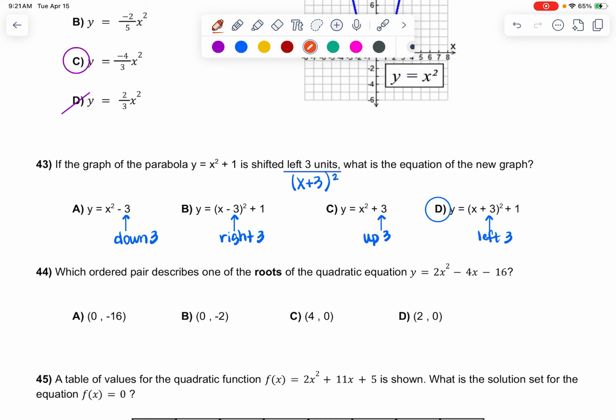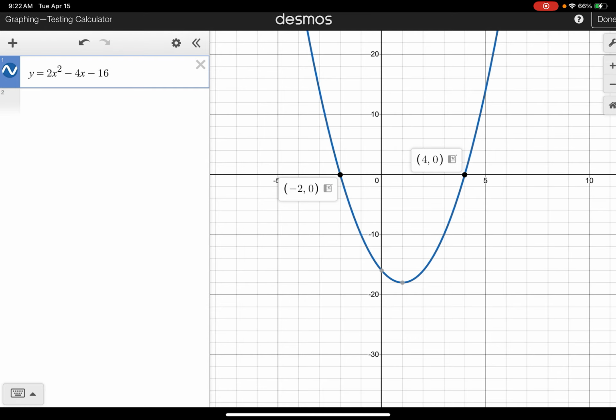All right, number 44, which ordered pair describes one of the roots of the quadratic equation 2x squared minus 4x minus 16? I don't know about you guys, but I'm totally just going to use Desmos here because it's a multiple choice question. So here we go. I'm going to go to Desmos and get rid of all that stuff. And I'm just going to type in y equals 2x squared minus 4x minus 16. And I'm just going to let Desmos tell me what those solutions are. I tap in my little dots. Looks like my solutions are negative 2, 0, and 4, 0.